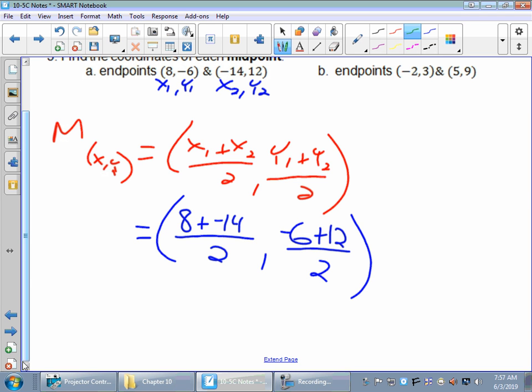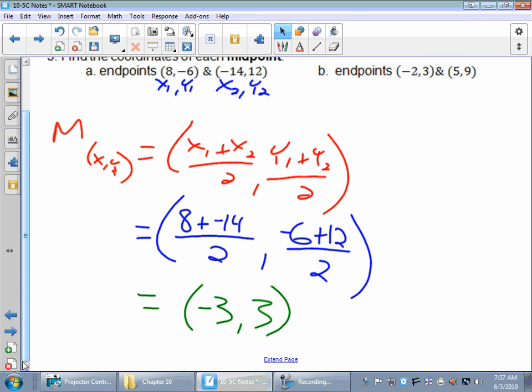And let's check that out. 8 plus a negative 14 is a negative 6. Divided by 2 would give me a negative 3. And then on the other side for my y's, negative 6 plus 12 is positive 6. Divided by 2 is a positive 3. So negative 3, positive 3 would be my midpoint. All right, that does it.